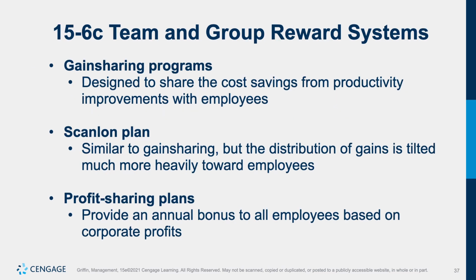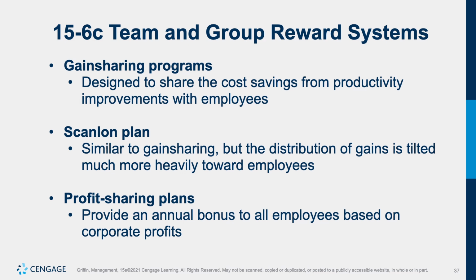Team and group reward systems. Now you find out that the common team and group reward systems will include the gain sharing programs. The underlying assumption of gain sharing is that employees and the employer or the organization have the same goals and thus should appropriately share in incremental economic gains. Now, this program is designed to share the cost savings from productivity improvements with employees.